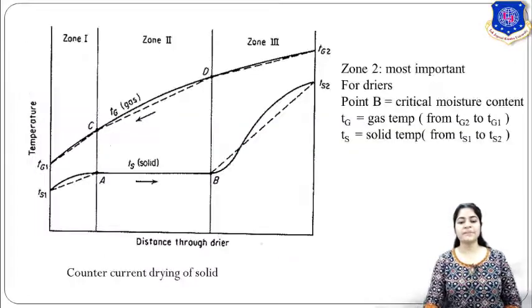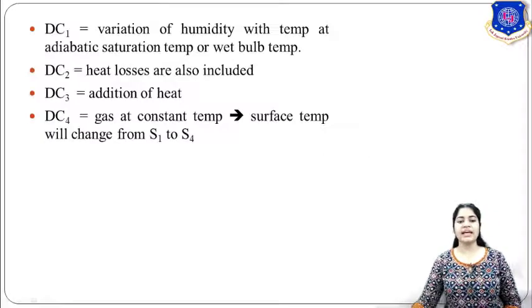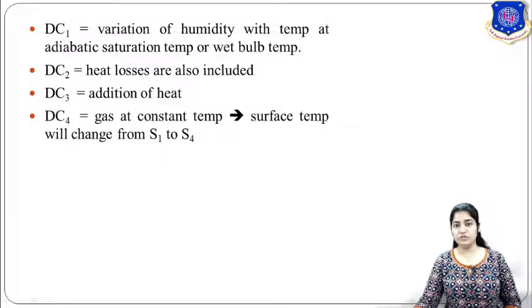In Zone 2, we are talking about the unbound moisture, that is, the surface which is saturated with moisture. It acts as a liquid film, hence the temperature might be the adiabatic saturation temperature or the wet bulb temperature. For the air-water system, what we studied is that the Lewis number is equal to 1. It means the adiabatic saturation temperature is equal to the wet bulb temperature. Hence, you are taking it as DC1. The temperature is either of the two.